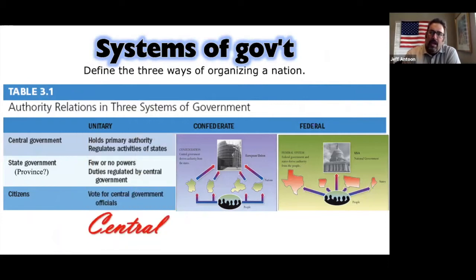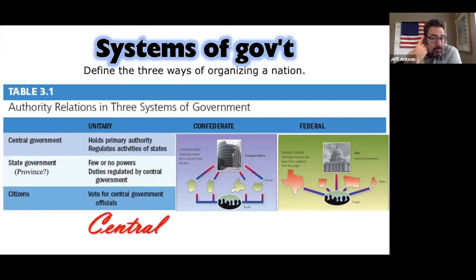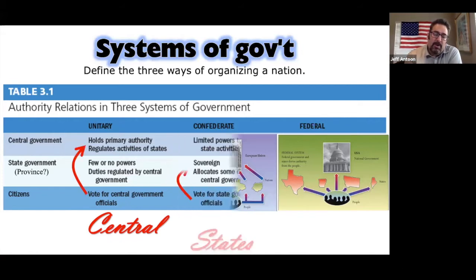Now you have a chart where you can write this down, and you can pause at any time. In a unitary form, the central government holds power and authority and regulates all the state activities. There are few or no powers for each state government. A good example is Great Britain today, a unitary form of government. Citizens vote for the central, national government. You don't really vote for provinces or counties. That's central.